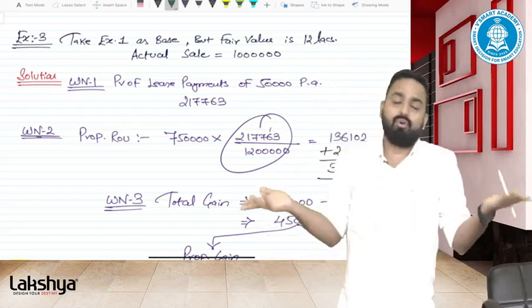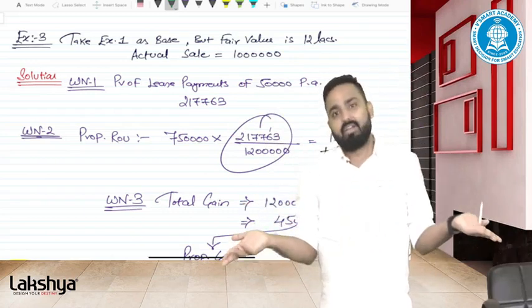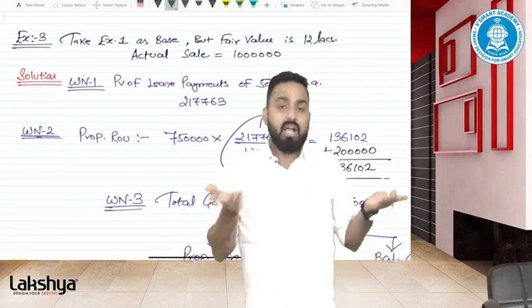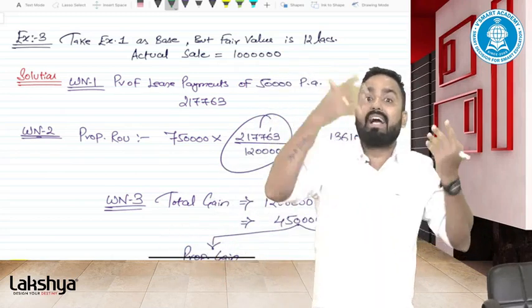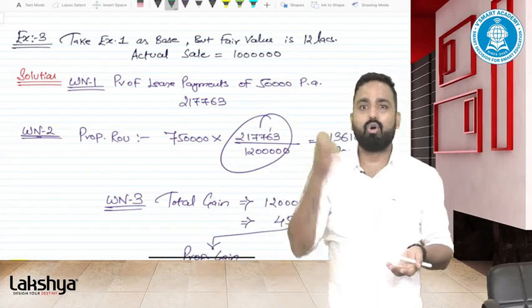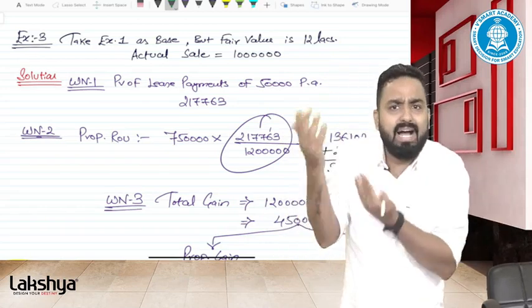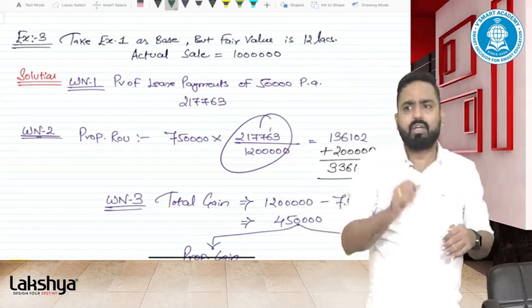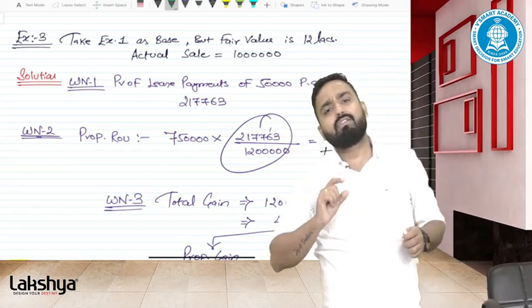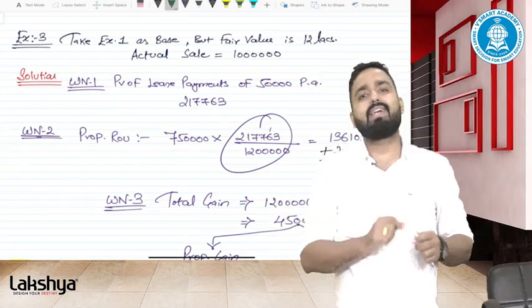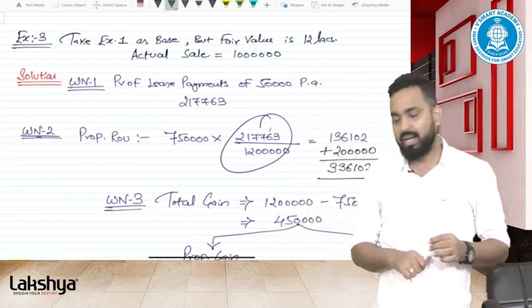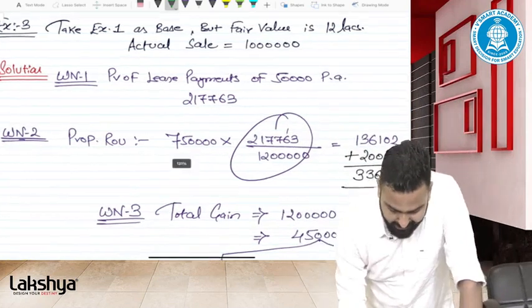What should I do? I have only one asset here. I don't have any other option. I have to sell my higher value asset to get the lower funds. Not an issue. When I am selling my higher value asset to get the lower funds, the lower lease rent will be charged. Understood or not? So, what is the working note?